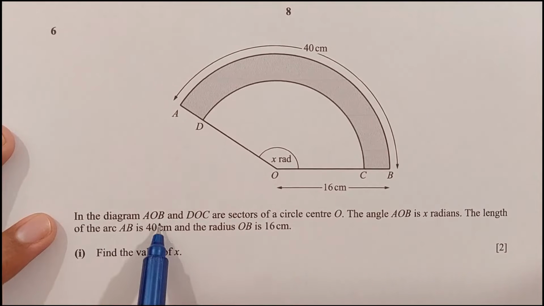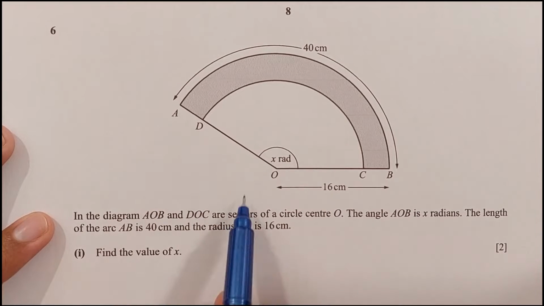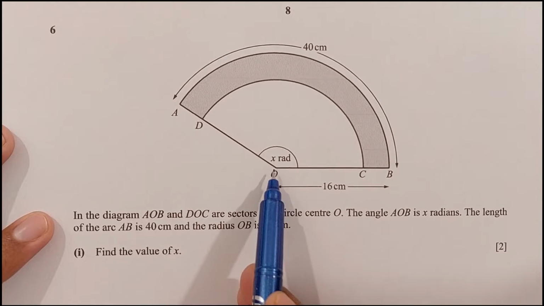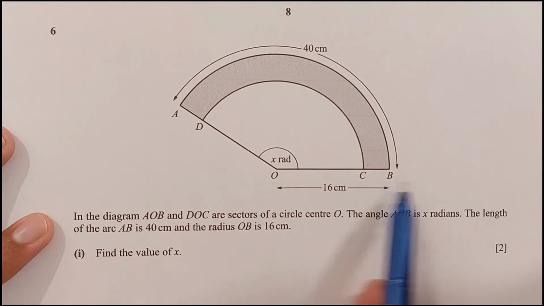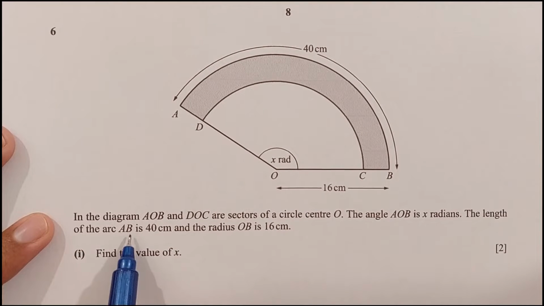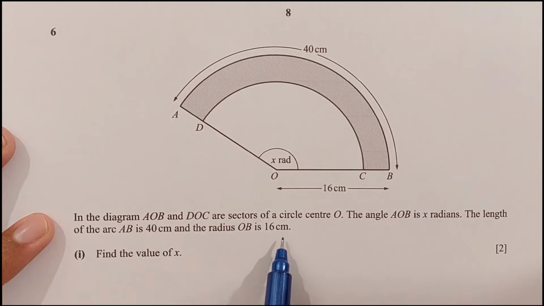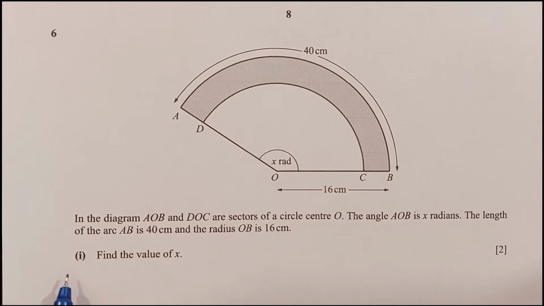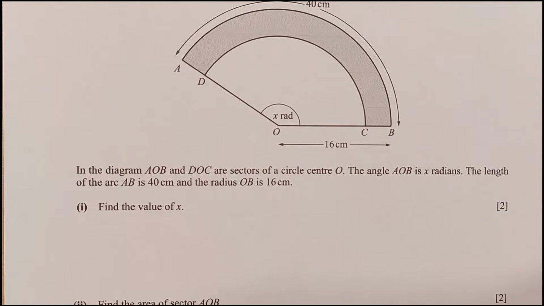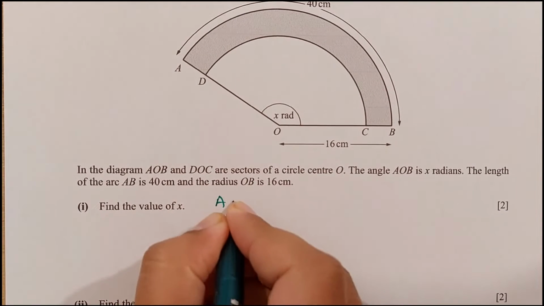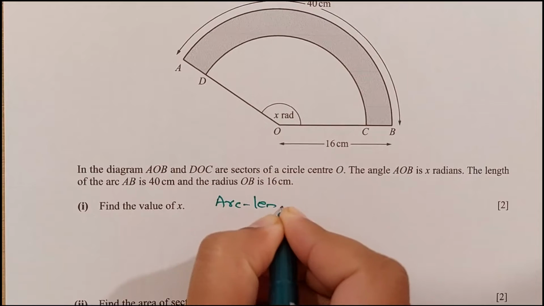Question number 6. In the diagram, AOB and DOC are sectors of a circle centered at O. The angle AOB is x radians. The length of arc AB is 40 centimeters and the radius OB is 16 centimeters. Part 1, find the value of x. Okay, so we are given the arc length.